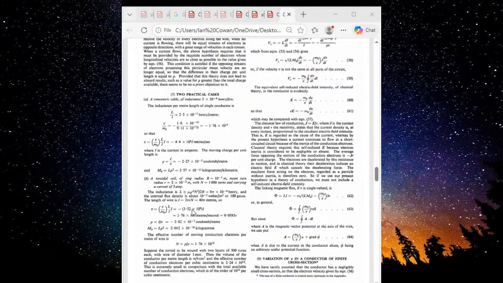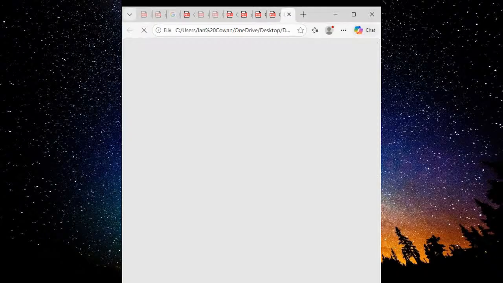Meter, must be meter. 1/10 of a meter. Mean turn radius, little r, is 2 times 10 to the minus 2 meter, with n equal 1,000 turns and carrying a current of 5 amps.